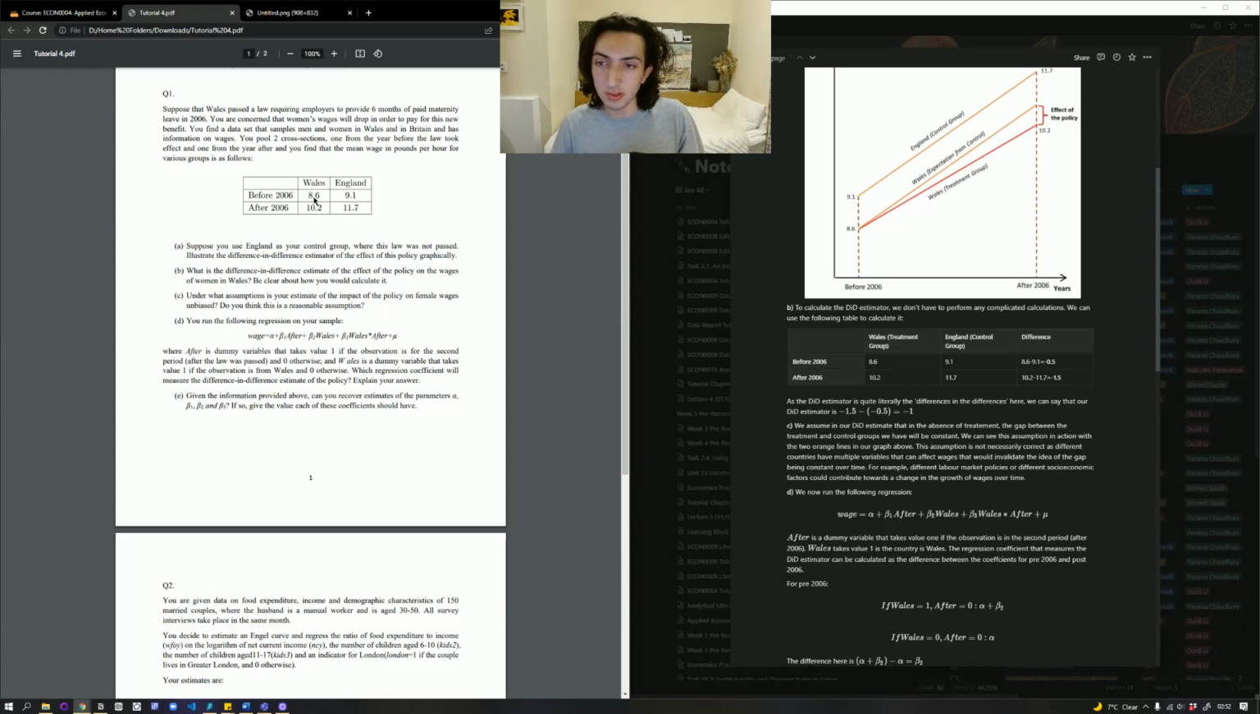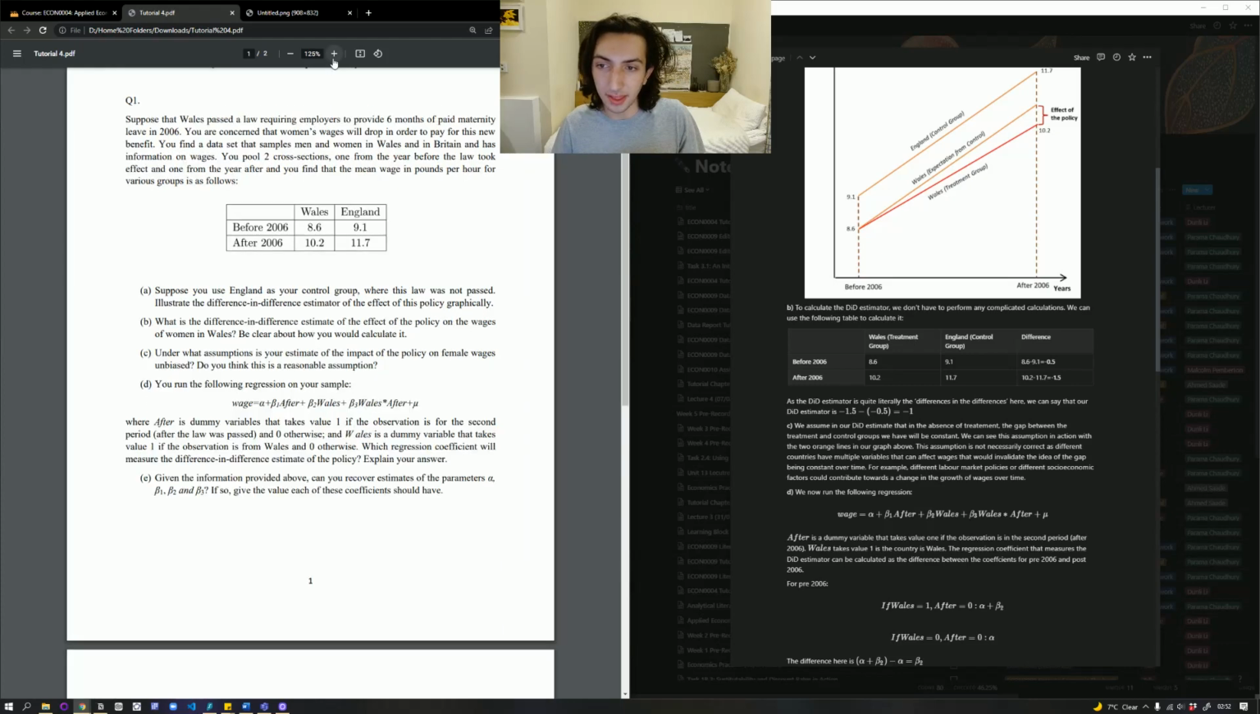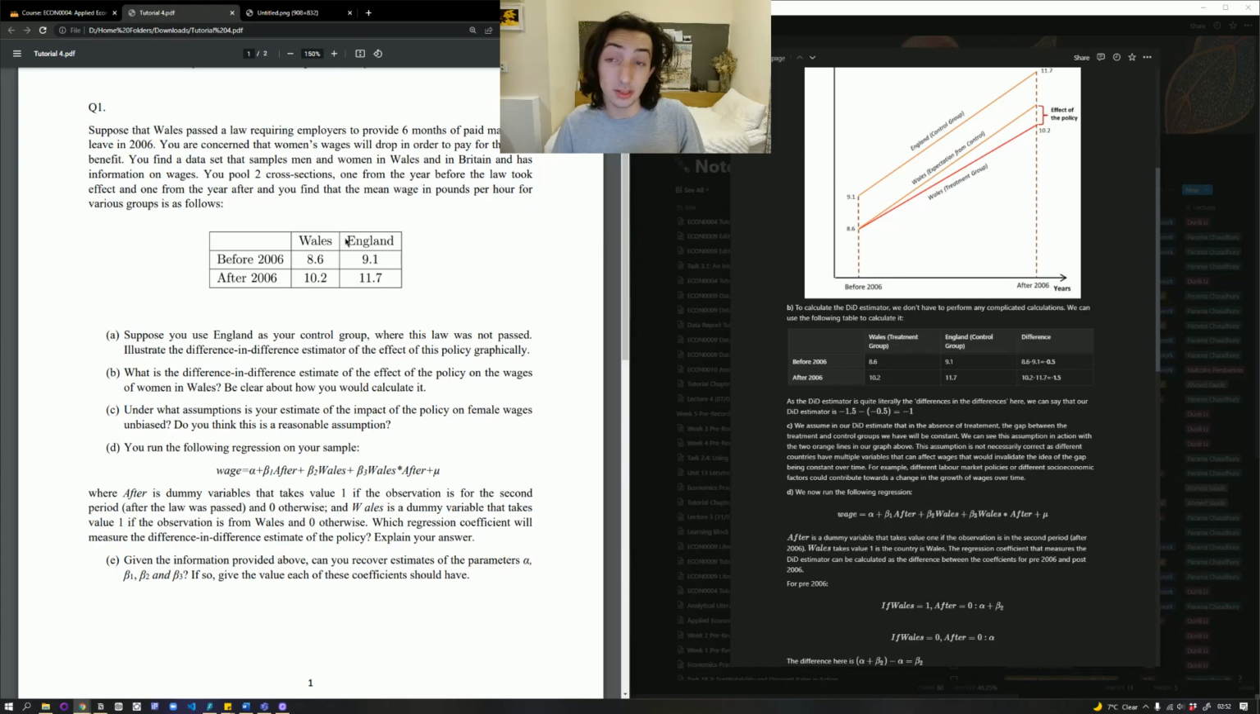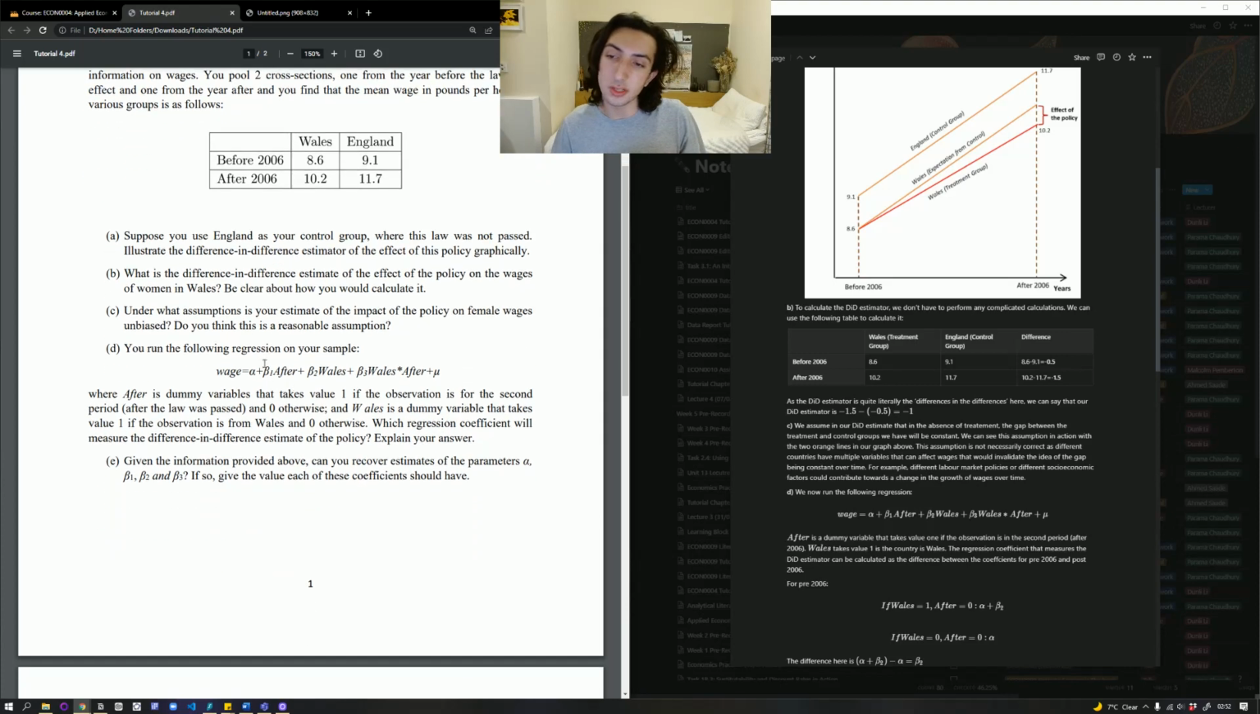This would also correspond, if you can think about that here, to this section up here, the top left corner in the table. So it corresponds to 8.6. It also corresponds to essentially setting the dummy variables to 1 and 0 respectively. Okay? 1 for Wales and 0 for after. So we know that alpha is going to be included, but beta 1 isn't because after has a value of 0. Beta 2 is going to be included because Wales has a value of 1, but beta 3 won't be because remember after has a value of 0.